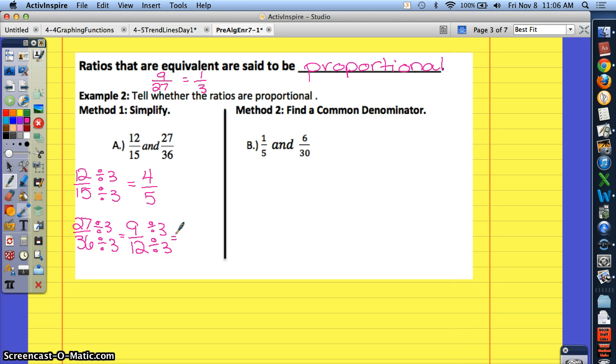9 divided by 3 is 3. 12 divided by 3 is 4. 3/4, can I simplify that any further? No. So looking at your end fractions here, are these two fractions proportional? Are they equivalent ratios? They are not. So no, they are not proportional.